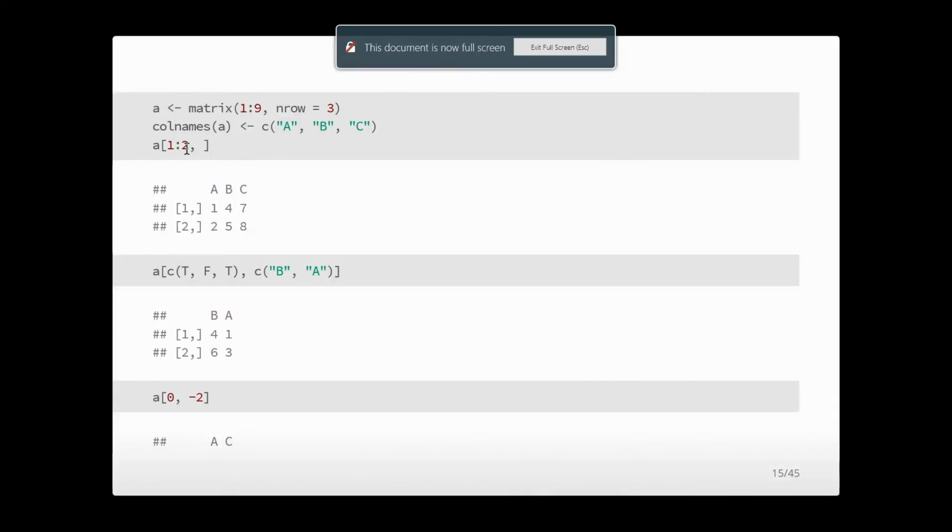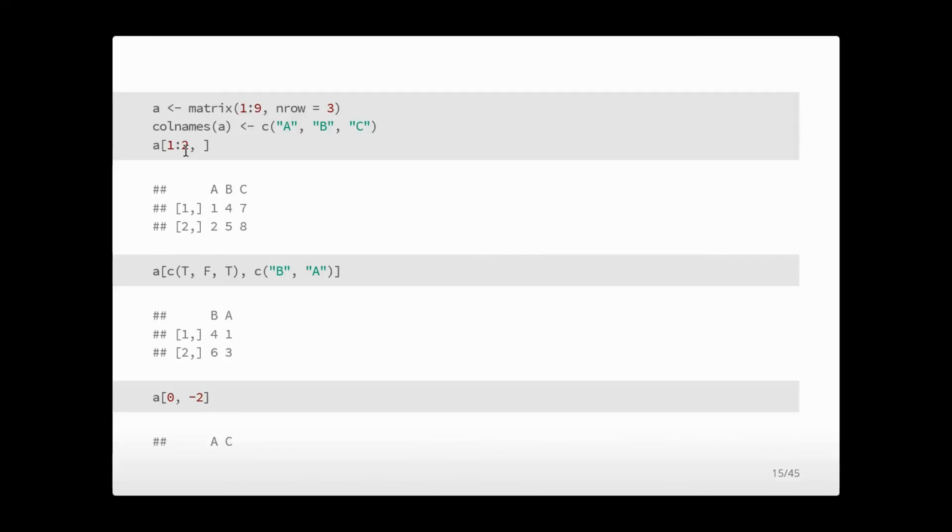Okay, so if I just say give me back 1:2, it'll return just the first 2 rows, because when you reference coordinates in a matrix, it's always which row and then which column. Row and then column. So it says give me the first 2 rows, all the columns, and it does that. Over here, we're giving it a logical vector for the rows, so this will give us the first row and the third row. And as far as the columns, we want column B and column A, and we can see that's indeed what we get.